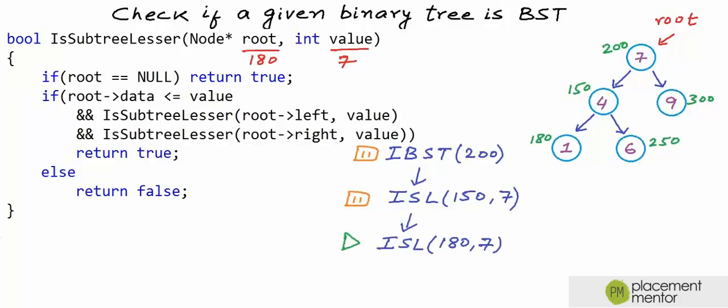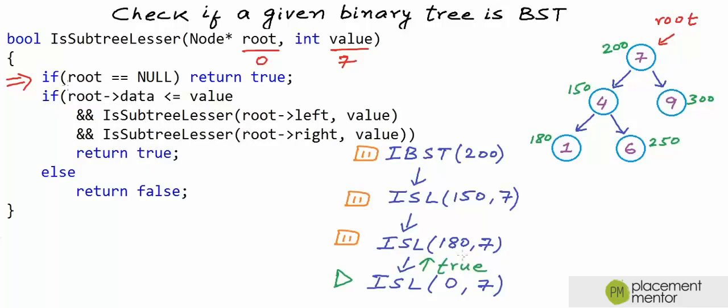So the first condition is true, and we can go to the second condition, which is a recursive call. This call will pause and we will go to the next call. Here once again the data in the node at 180, which is 1, is lesser than 7. So the first condition is true and we will make a recursive call. The left subtree for the node at 180 is null. There is no left child, so we will return at the first line. Root is null this time. This particular call will simply return true.